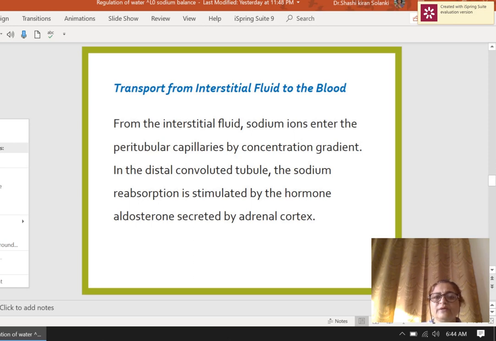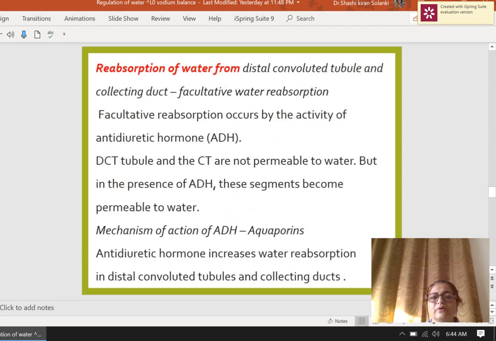Now, how are sodium ions transported from interstitial fluid to the blood? Definitely, it works again with the concentration gradient. In the DCT tubules, the reabsorption is stimulated by the aldosterone hormone. As I have told you, it plays an important role. Aldosterone is secreted by an endocrine gland, the adrenal cortex. Aldosterone also combines with vasopressin.